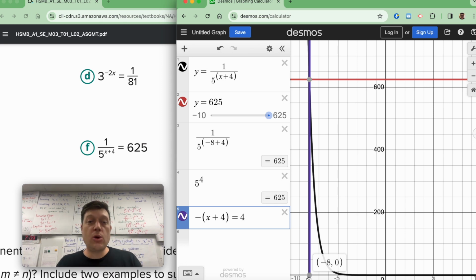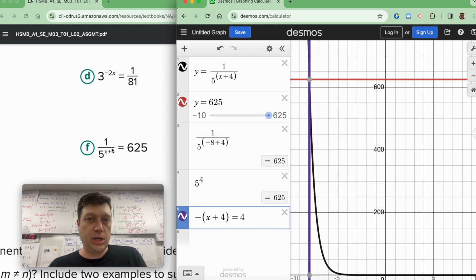Anyway, thank you for watching this video on using DESMOS as one tool, not the perfect tool, but certainly if you need to get started and produce a solution, you can graph an equation and let the equation show you the solution visually.